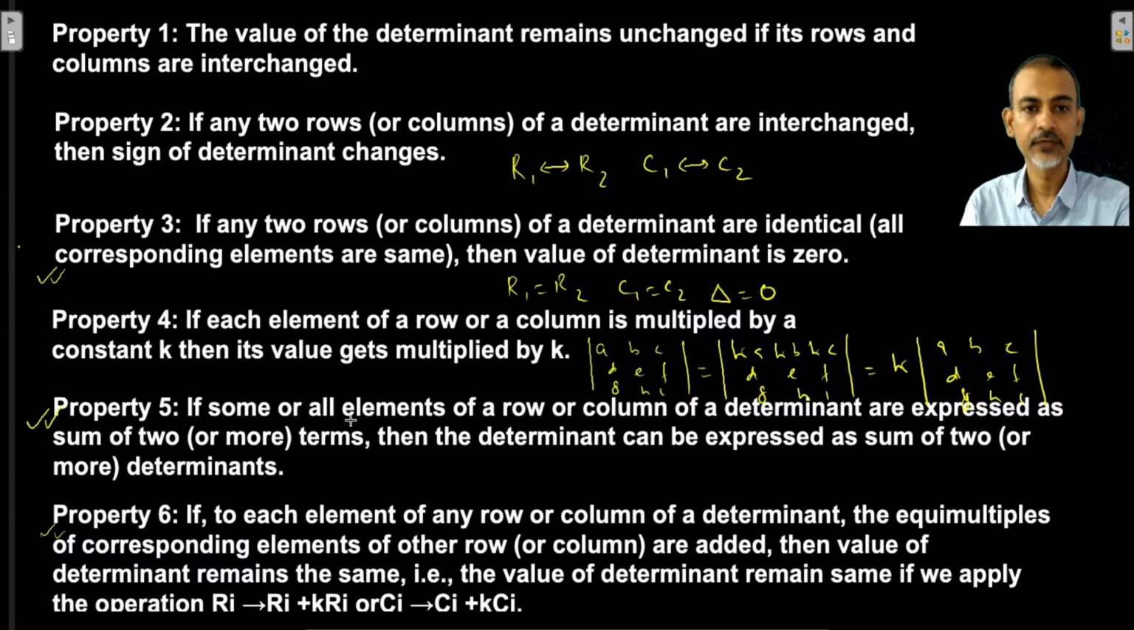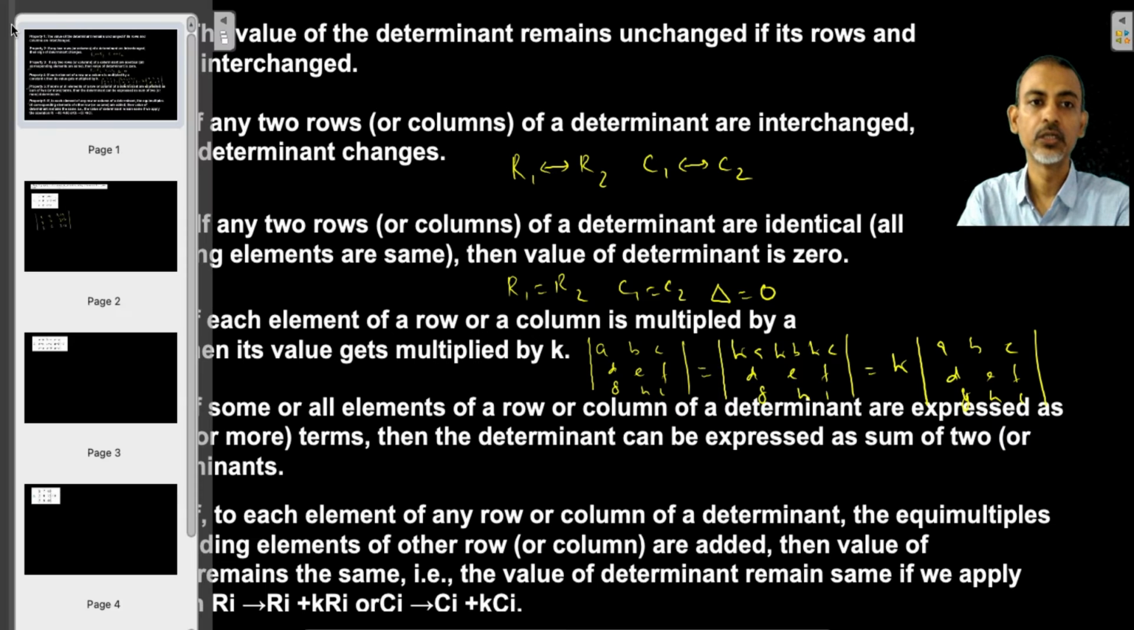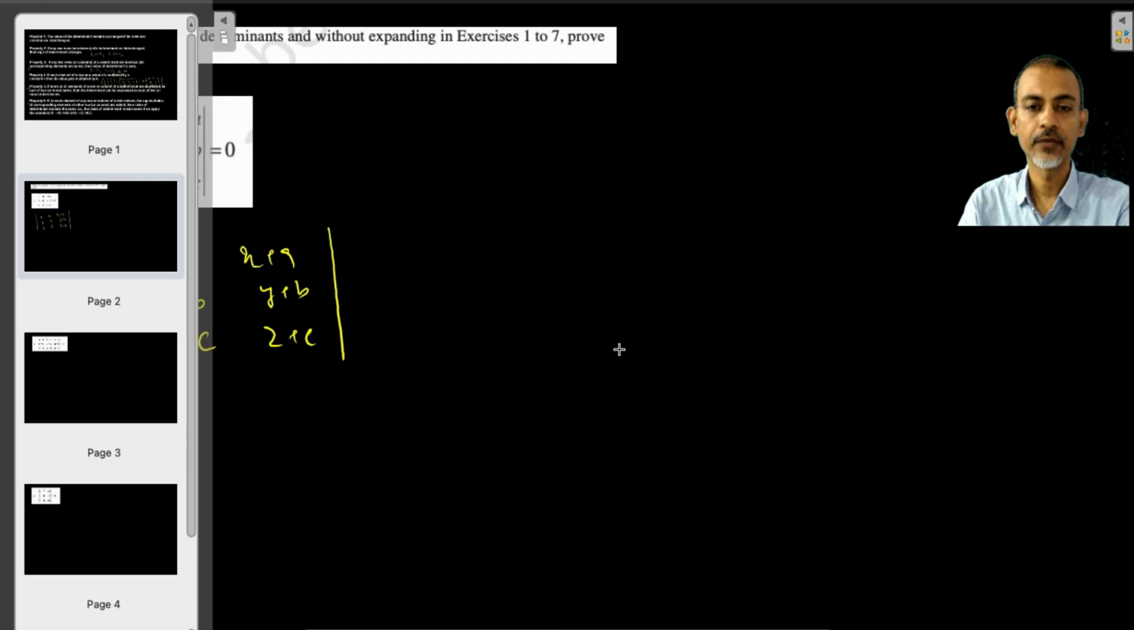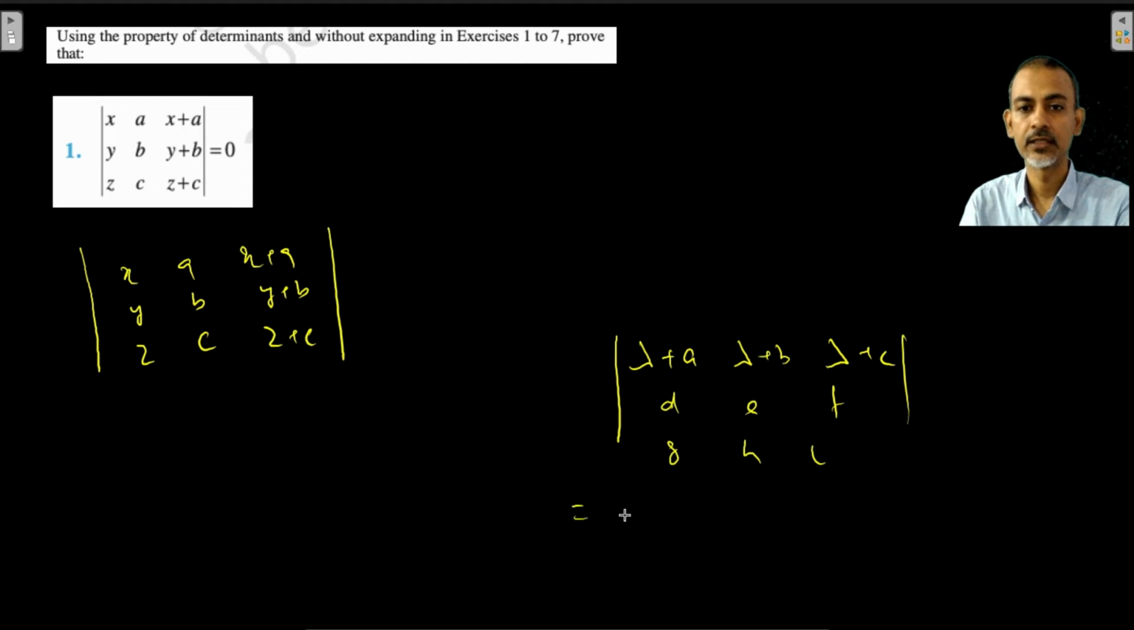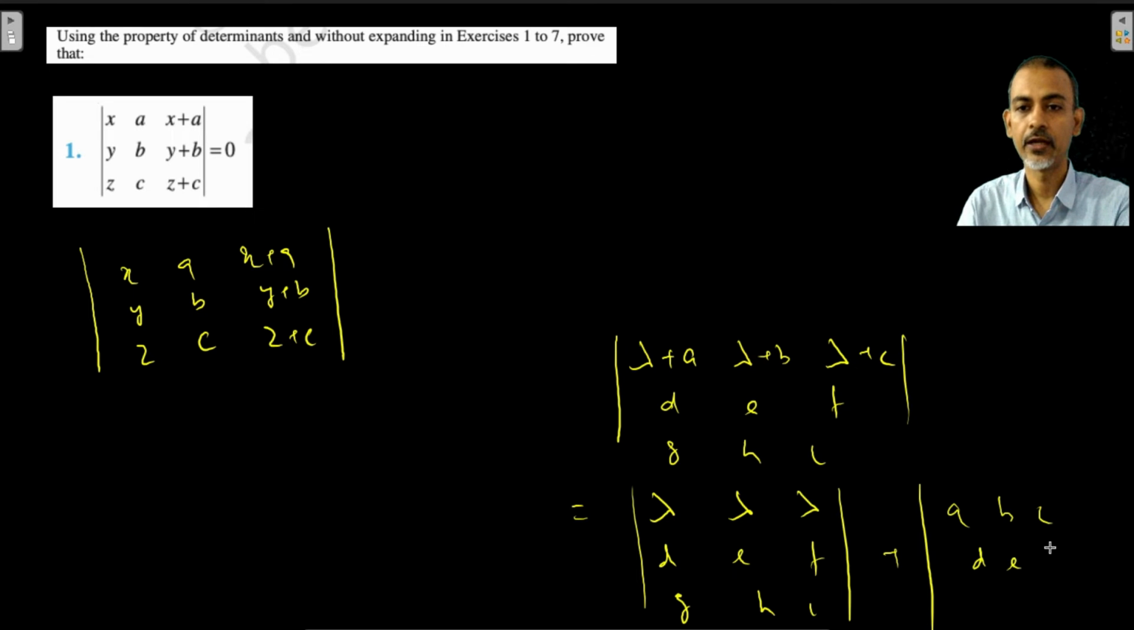We are going to make use of property 5. What it says is, if some or all elements of a row or column of a determinant are expressed as a sum of two or more terms, then the determinant can be expressed as a sum of two or more determinants. In words, say you have a determinant with first row lambda plus a, lambda plus b, lambda plus c, and then d, e, f and g, h, i. You can express it as the determinant with first row lambda, lambda, lambda and d, e, f and g, h, i, plus the determinant with a, b, c, d, e, f and g, h, i.